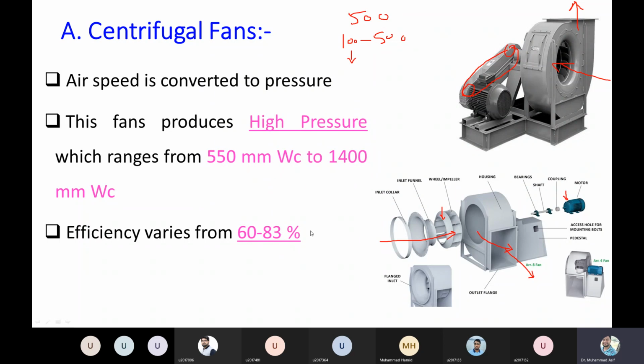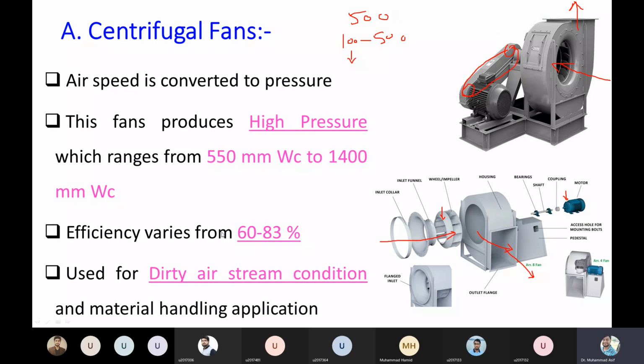Generally, they have a good efficiency. The efficiency can reach up to 80%. I mean, the mechanical overall efficiency is good for the centrifugal fan. In terms of the application, they are used for dirty airstream conditions where you have maybe dust particles or fumes, right? So these are the generic applications of the centrifugal fan.